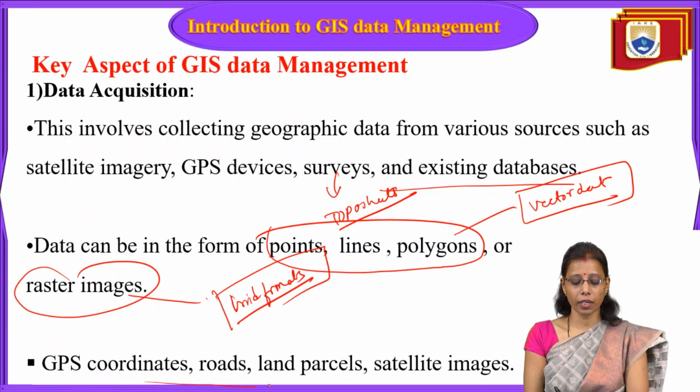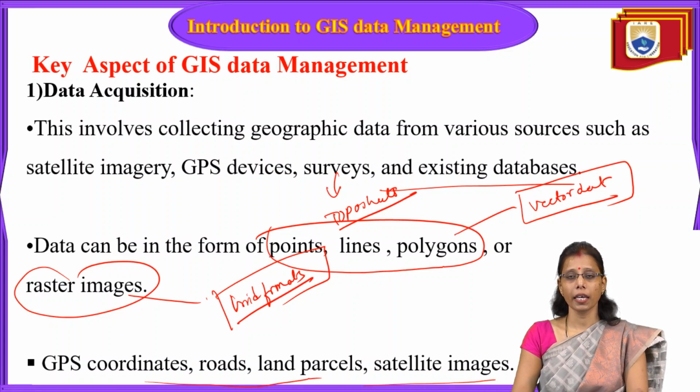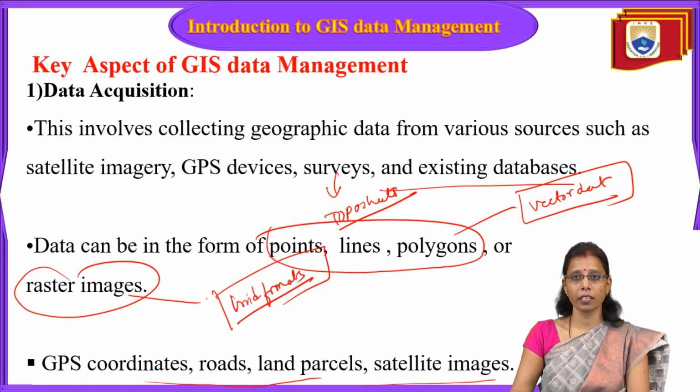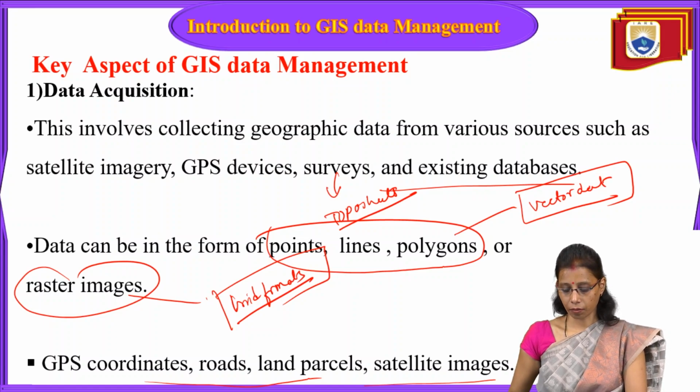GPS coordinates, roads, land parcels, and satellite images are also kinds of data for which acquisition is done. GPS coordinates are collected from GPS devices. Through surveying, the data is collected, and through existing databases, it is collected. Through satellite, it is collected and stored in the GIS database for getting the output of the data.